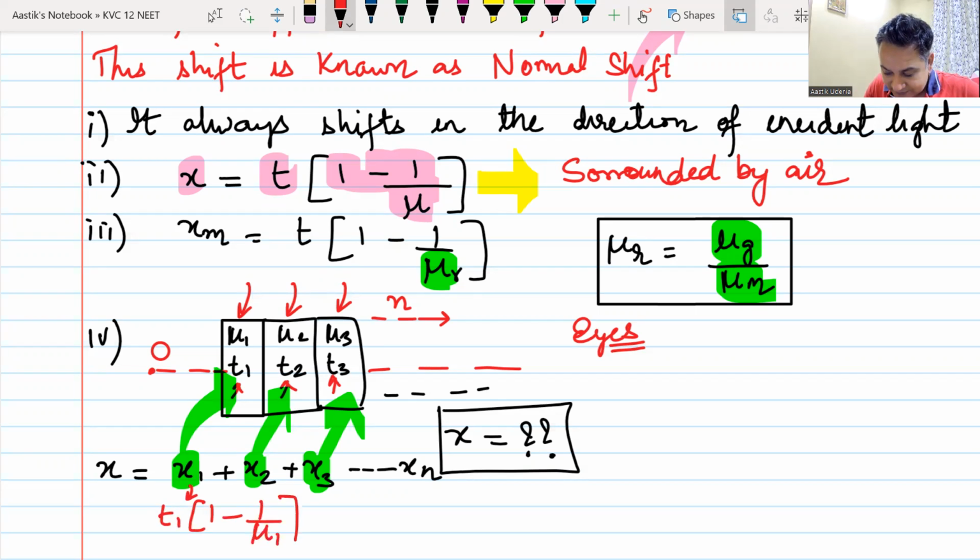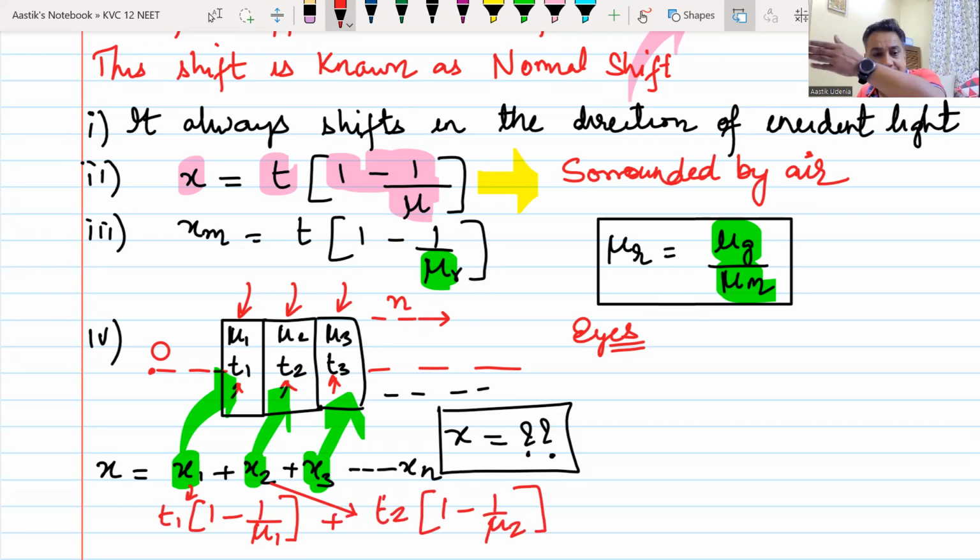Do we understand this? Similarly, the value of x2 will be t2 into 1 minus 1 by mu2, and so on. We will just keep on adding the shift due to each and every slab, and we will get the final total shift.